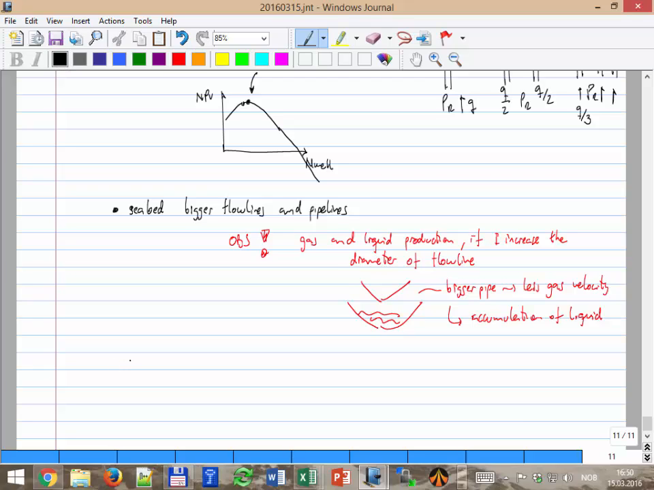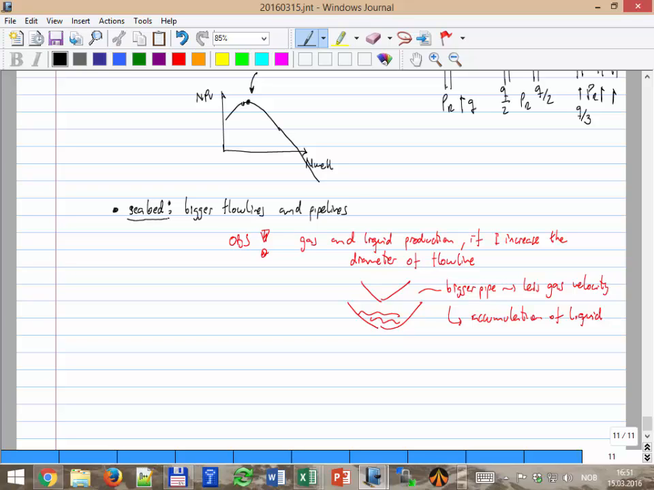Why do we have more holdup in large tubings? Just because usually the liquid is carried by the gas. It's because of the interfacial friction between the gas and the droplets of liquid, or the phase of the liquid. When you make it very big, the velocity of the gas reduces, and then this interfacial shear is not enough to carry the liquid out of the tube. And then it begins to accumulate.